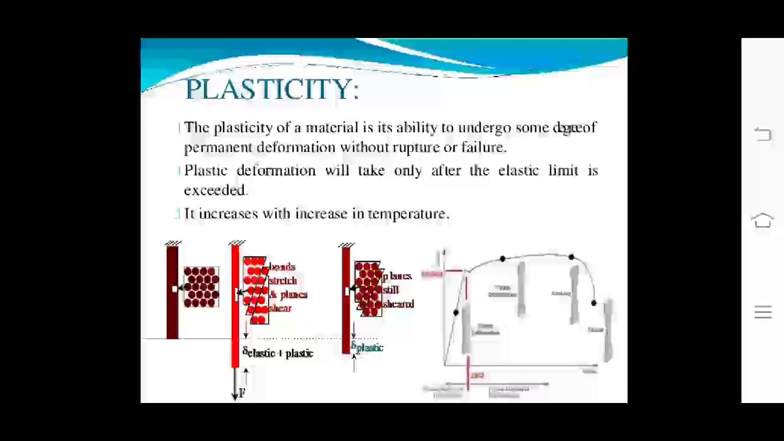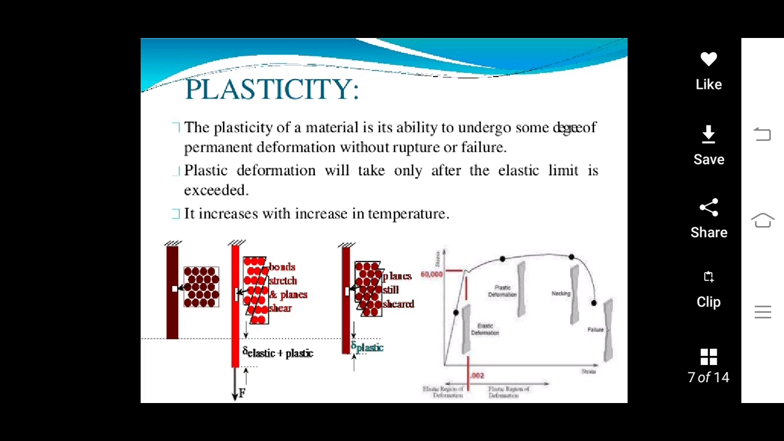The next property is plasticity. The plasticity of a material is its ability to undergo some degree of permanent deformation without rupture or failure. Plastic deformation will take place only after the elastic limit is exceeded. It increases with increase in temperature. This means that in certain cases the body undergoes permanent deformation without any failure in it.